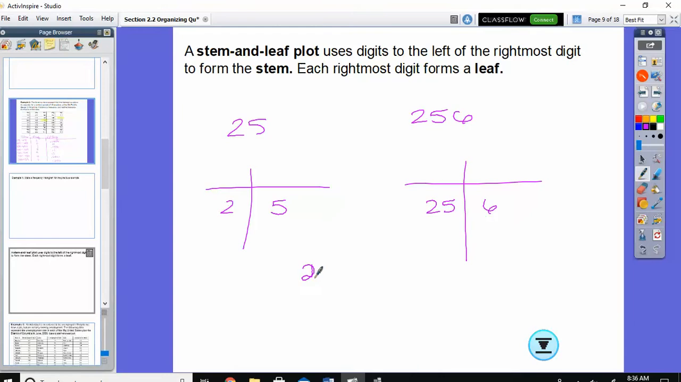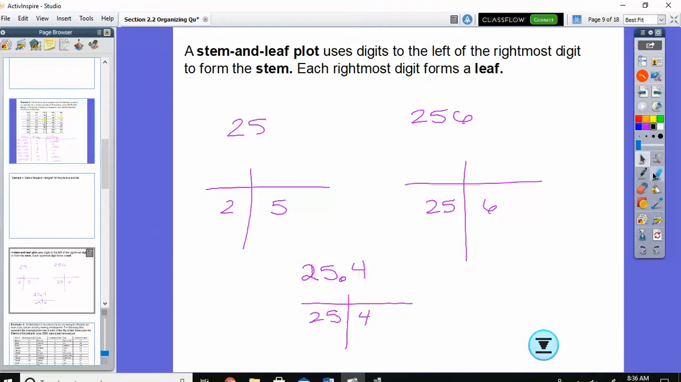Let's say our number was 25.4. My stem would be that 25, and then this would act as your decimal, and then we'd have the 4 over here. So only 1 digit goes on the leaf side.